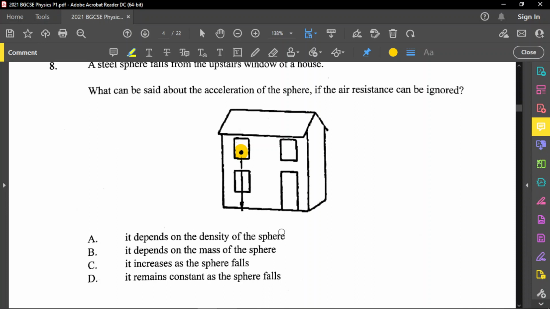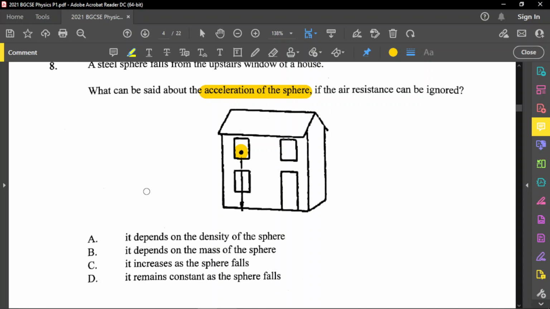Depends on the density of the sphere, not necessarily true. It depends on the mass of the sphere, not necessarily true. But of course, if you have bigger mass, then you're going to create a bigger force, and we could talk about why. But there's an increase. It said it increases as the sphere falls, and it said remain constant as the sphere falls. All right. So what we're looking for here is the acceleration of the sphere.